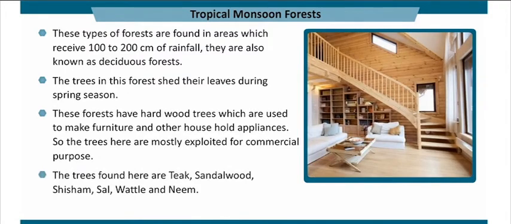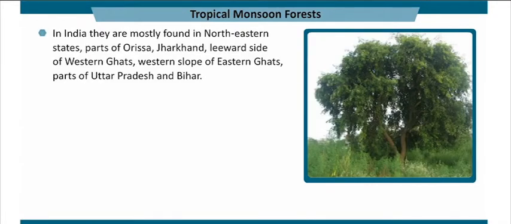The trees found here are teak, sandalwood, shisham, sal, wattle and neem. In India, they are mostly found in northeastern states, parts of Orissa, Jharkhand, the leeward side of Western Ghats, the western slope of Eastern Ghats, and parts of Uttar Pradesh and Bihar.